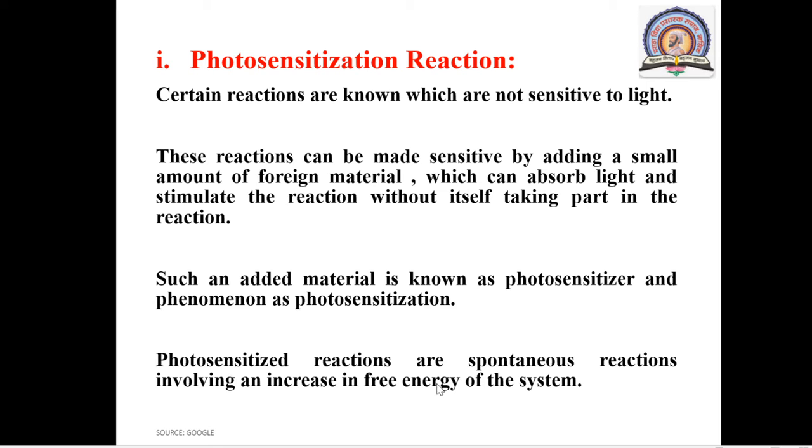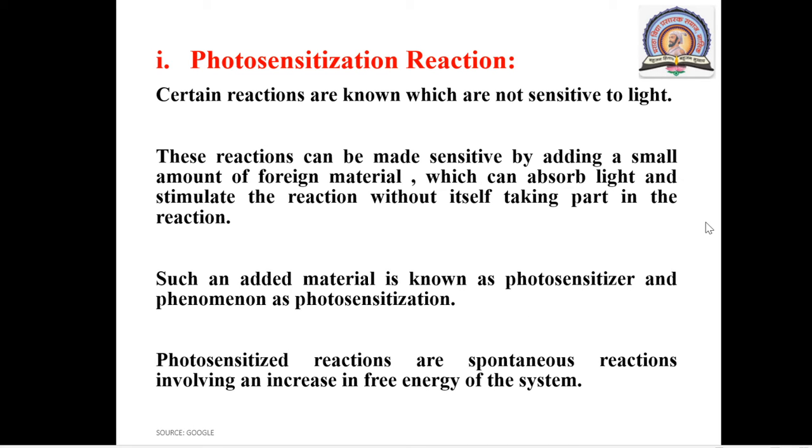Photosensitized reactions are spontaneous reactions involving an increase in free energy of the system. Okay, have you understood about photosensitization reaction?